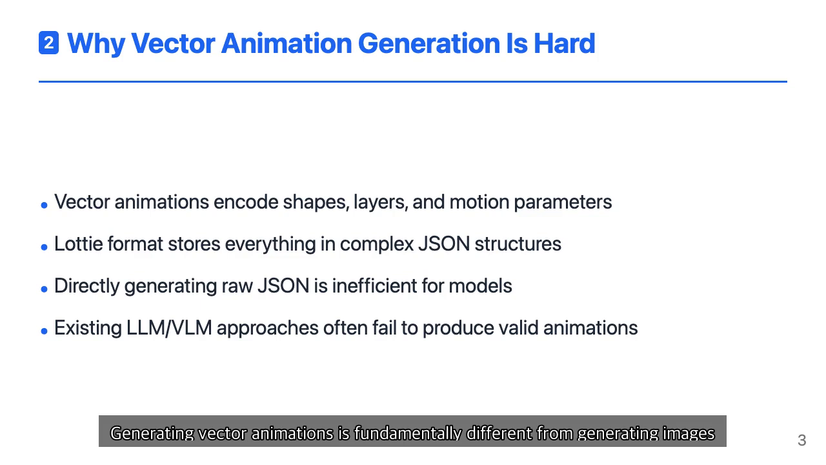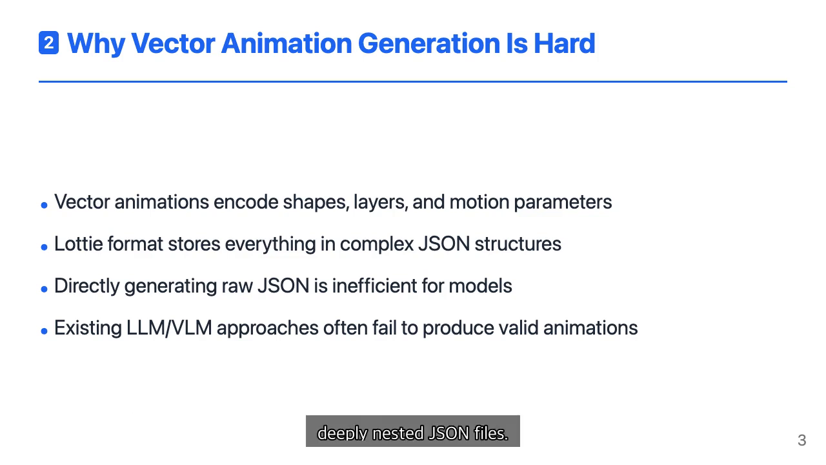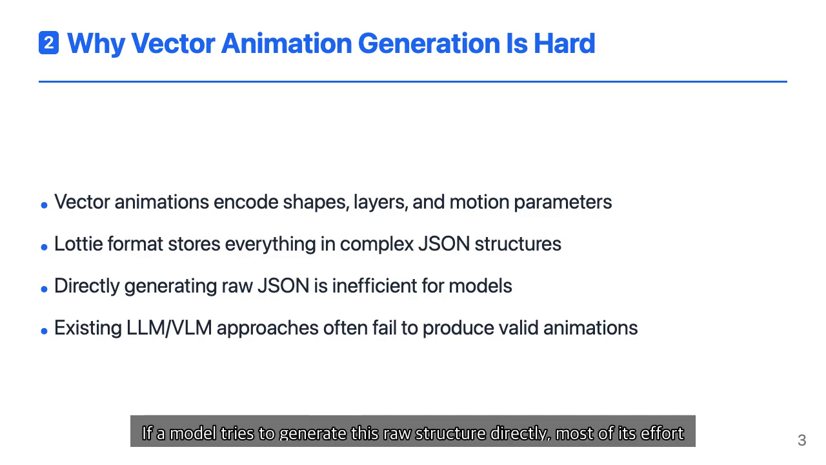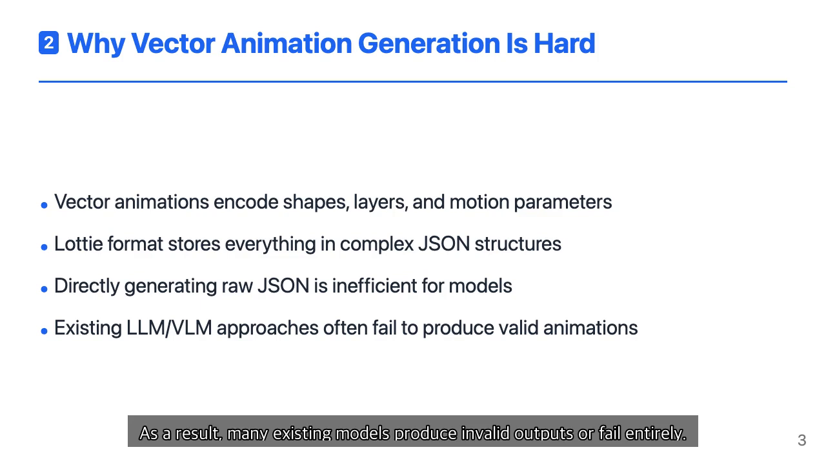Generating vector animations is fundamentally different from generating images or videos. Formats like Lottie store graphics, layers, and motion parameters inside deeply nested JSON files. If a model tries to generate this raw structure directly, most of its effort goes into reproducing formatting instead of learning meaningful animation patterns. As a result, many existing models produce invalid outputs or fail entirely.